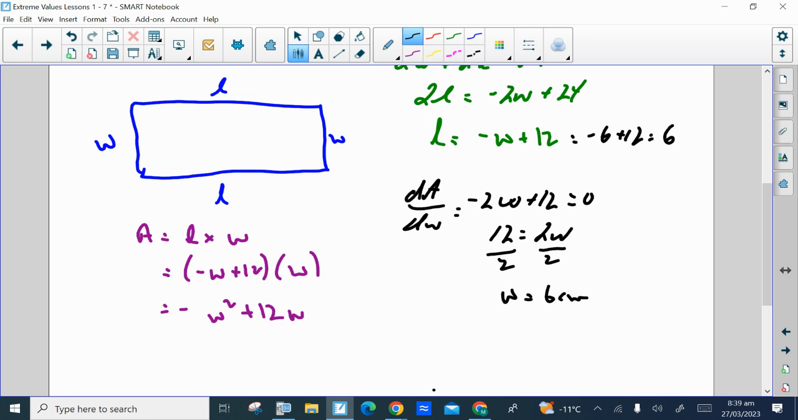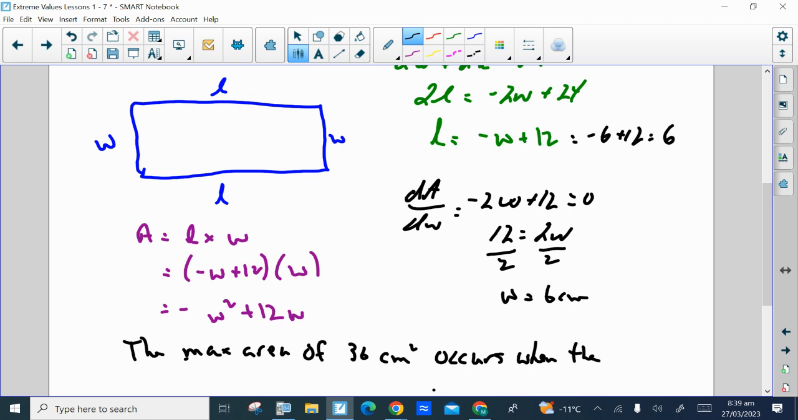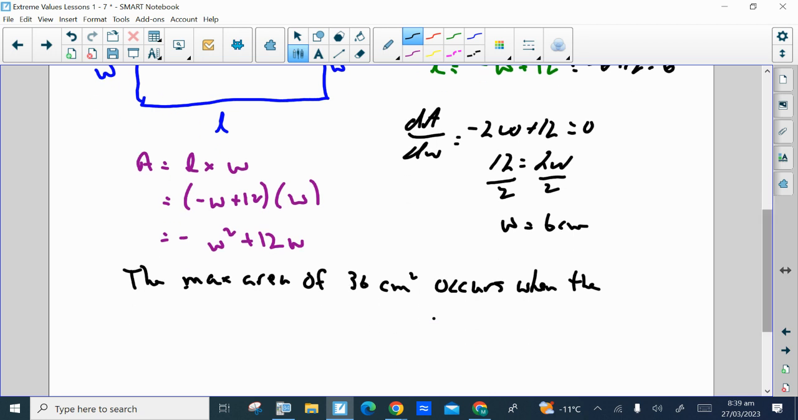And the area, which is length times width, would be 6 centimeters by 6 centimeters, or 36 square centimeters. So the maximum area, actually let's say this, maximum area of 36 centimeters squared occurs when the dimensions are 6 centimeters by 6 centimeters.